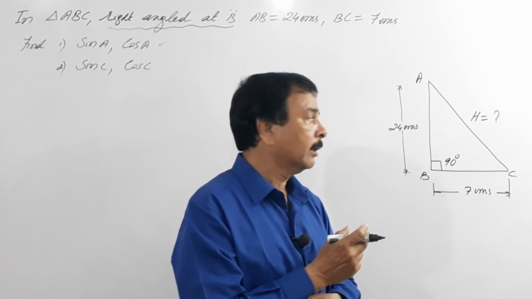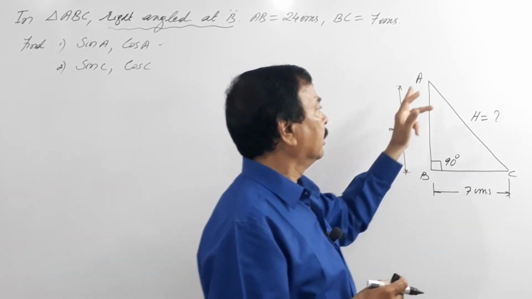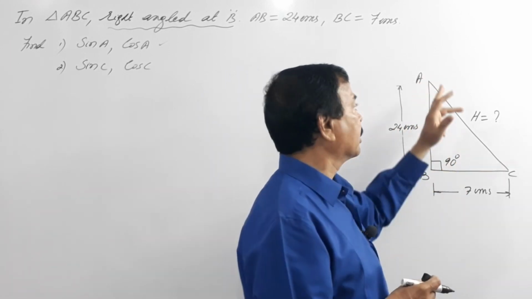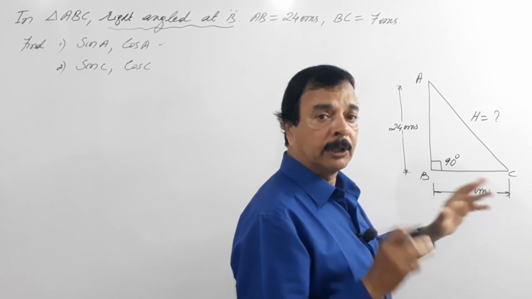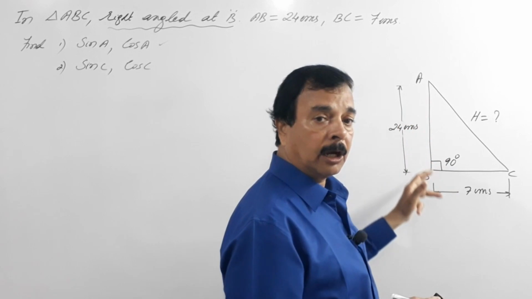You have studied this in ninth, you have studied the Pythagoras theorem. If not, I will teach you. What is it: in a right angle triangle, the square on the hypotenuse is equal to the sum of the squares on the other two sides.